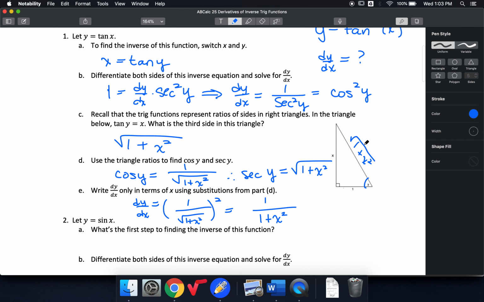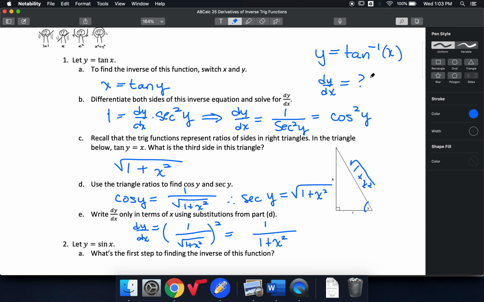So that means that in the end, if I have y equals tan inverse of x, then the derivative of tan inverse of x is 1 over 1 plus x squared. We're going to repeat this process to find the derivative of sine inverse and cos inverse in the next videos.